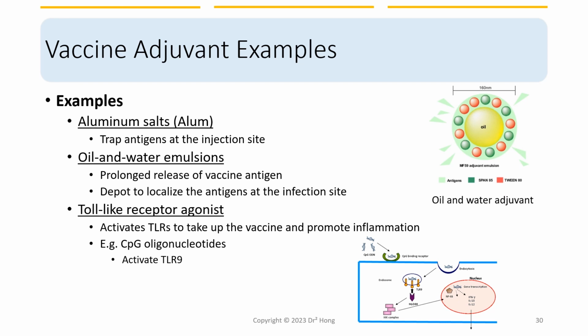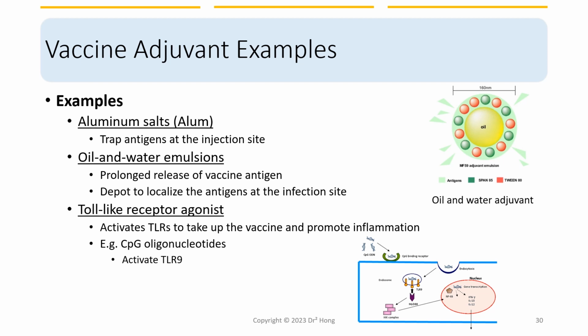For example, aluminum salt, also known as alum, is the most commonly used adjuvant in human vaccines. Alum works as an adjuvant by forming a depot at the injection site that slowly releases the vaccine antigen. This prolonged exposure in turn leads to activation of more antigen-specific T and B cells and the production of more antibodies.